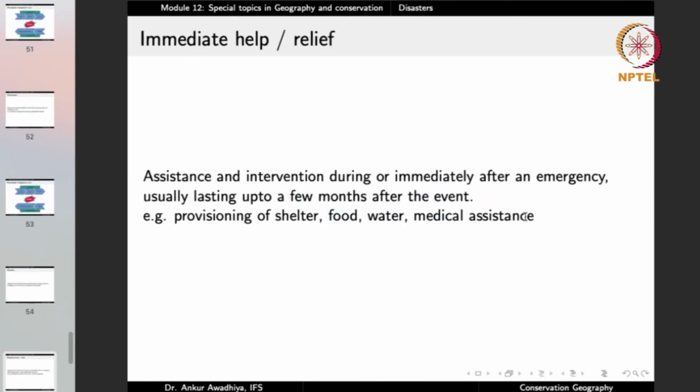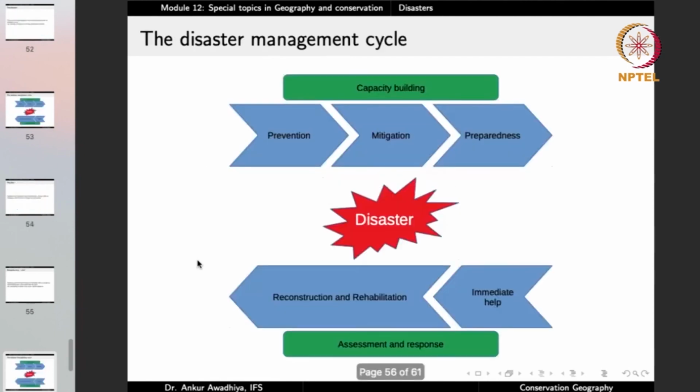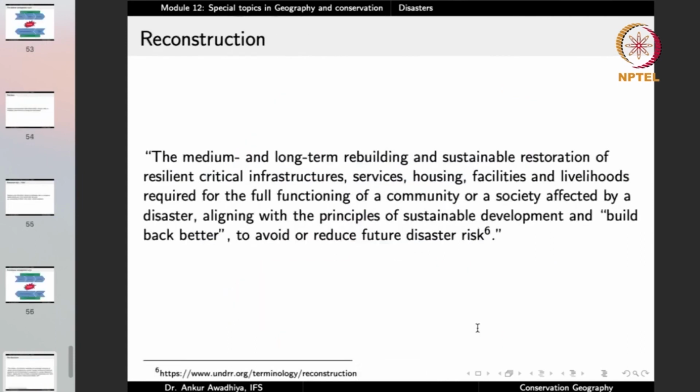This includes giving immediate help or relief, which is assistance and intervention during or immediately after an emergency, usually lasting up to a few months after the event, such as provisioning of shelter, food, water, and medical assistance. So that is immediate help. This can be followed by reconstruction, the medium and long term rebuilding. So when we say reconstruction, it is constructing again, building again, rebuilding and sustainable restoration of resilient critical infrastructures, services, housing, facility, and livelihoods required for the full functioning of a community or a society affected by a disaster, aligning with the principles of sustainable development and build back better to avoid or reduce future disaster risk.